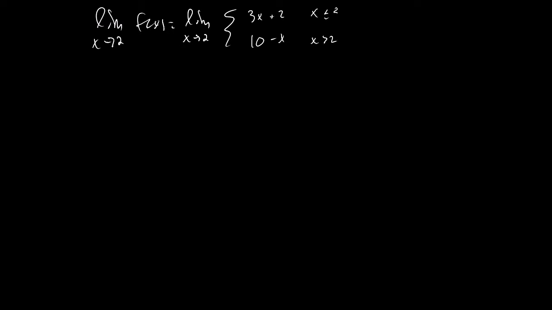So first we need to talk about left and right hand side. This is going to be our left hand side because we're less than, and this one, let's do blue, is the right hand side because we're greater than. So we plug in 2 and we get 3 times 2 plus 2, which equals 8. And we get 10 minus 2, which equals 8. Left and right hand side agree, so the limit as x approaches 2 of my function equals 8.